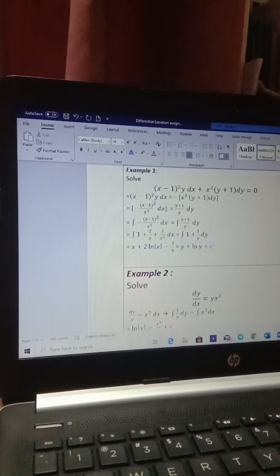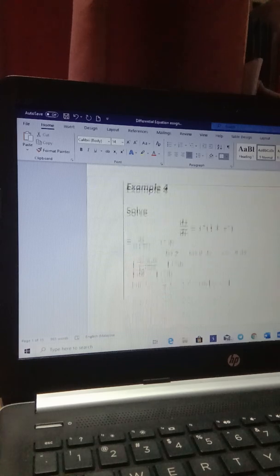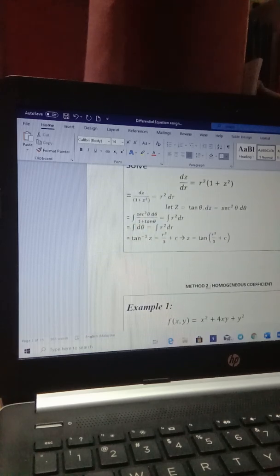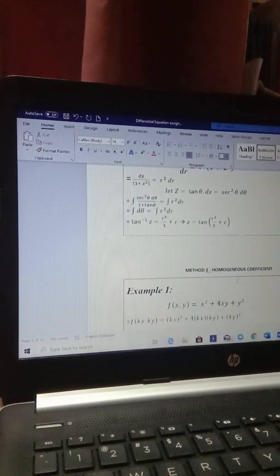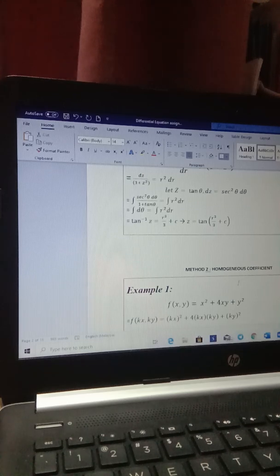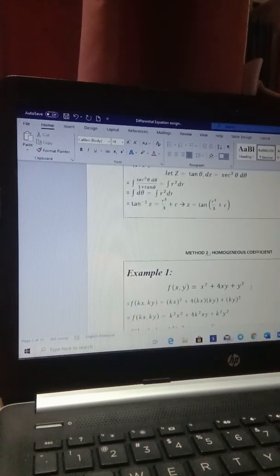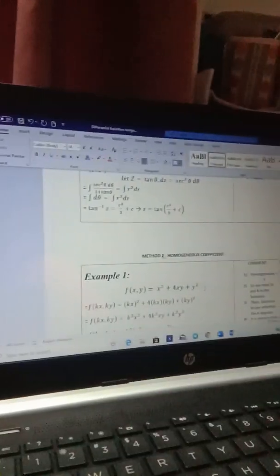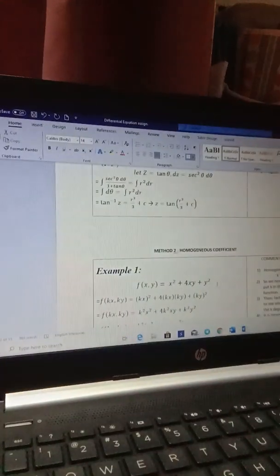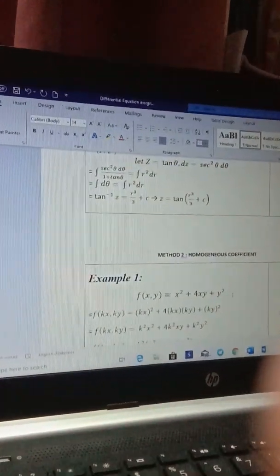So that's all. Next we move to the second method, which is homogeneous coefficient.